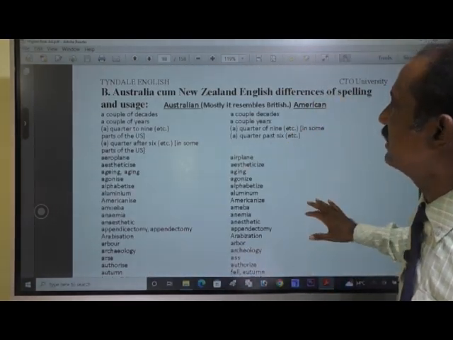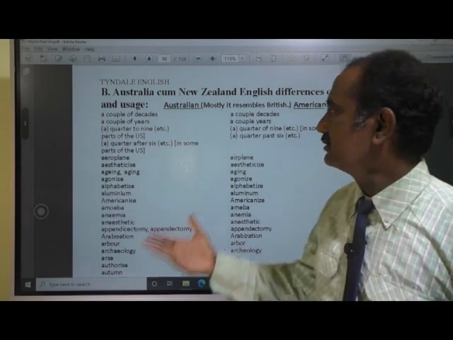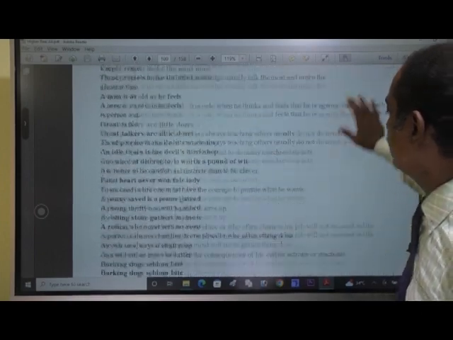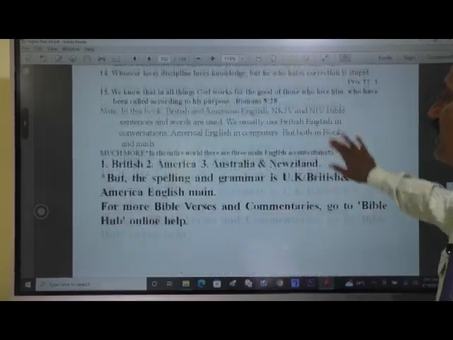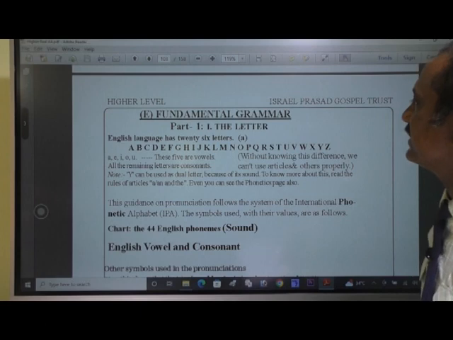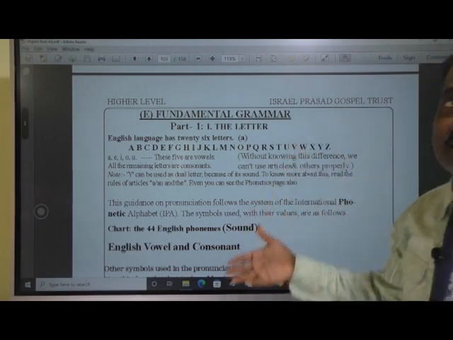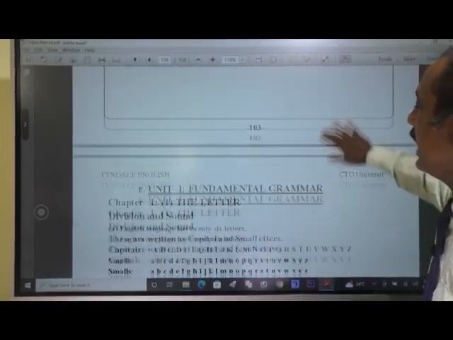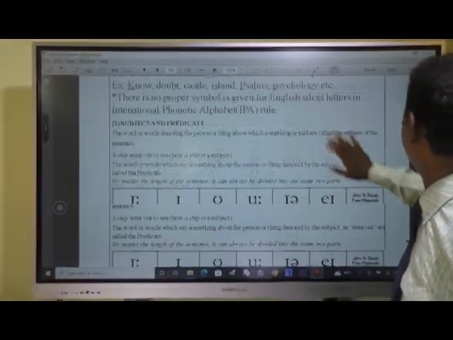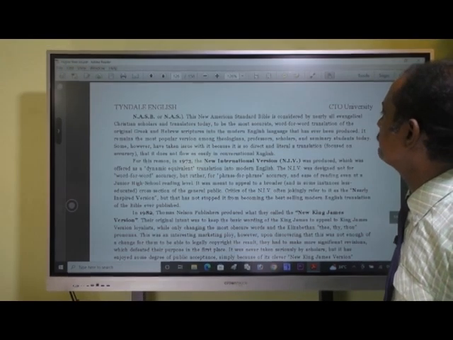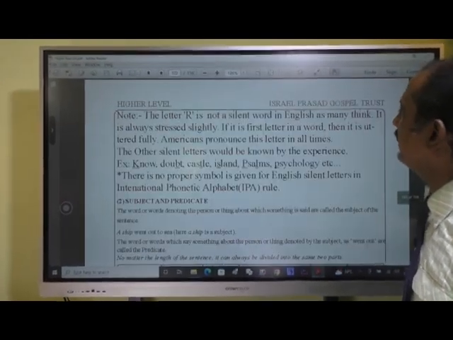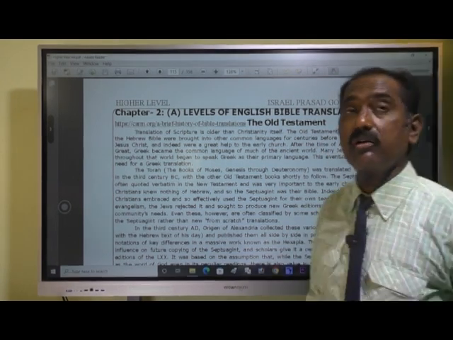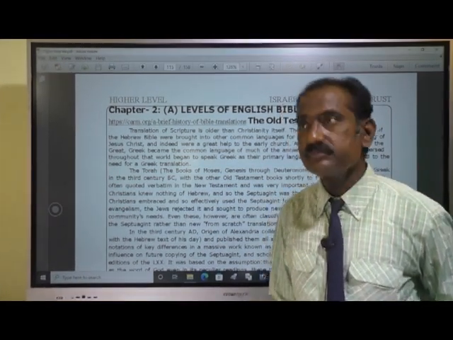Especially Australian and New Zealand English usage, you can learn some activities. In that way you can learn grammar, spoken English, idioms, everything with us. Fundamental grammar is given at the end of the book, and many fundamental grammar points are given. Finally, I gave the English Bible translation and translators' history.